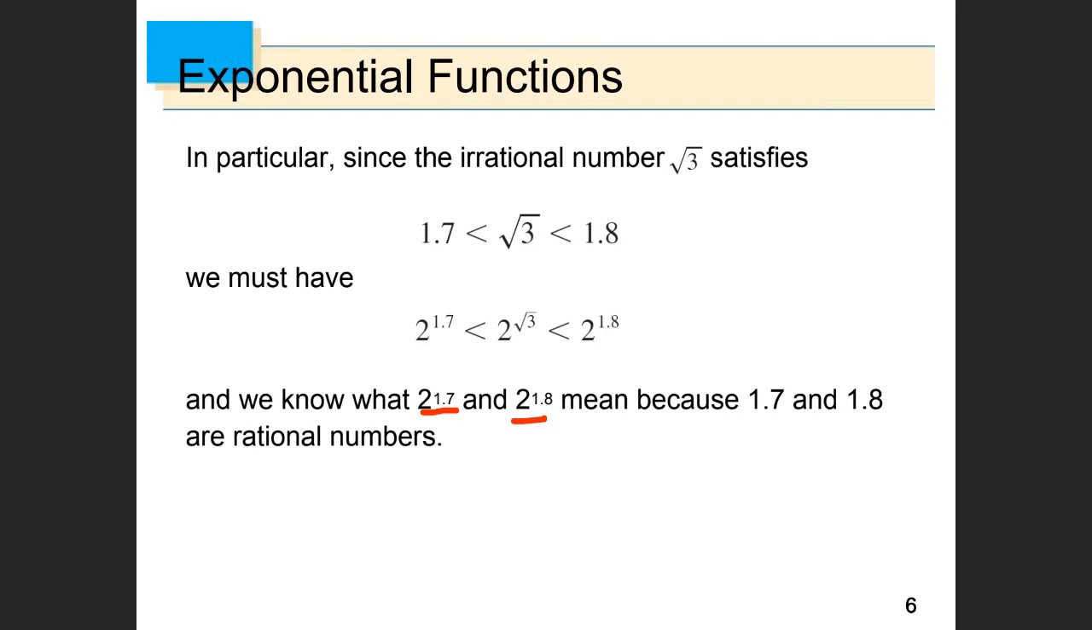Because you know that these numbers, 1.7 and 1.8, are rational numbers. Remember, for rational numbers, we say you have a non-repeating root. 1.7 is just the same as 17 divided by what? I'm sure someone is thinking about it. You just divide that by 10. All right. So 17 over 10 is just a rational number.